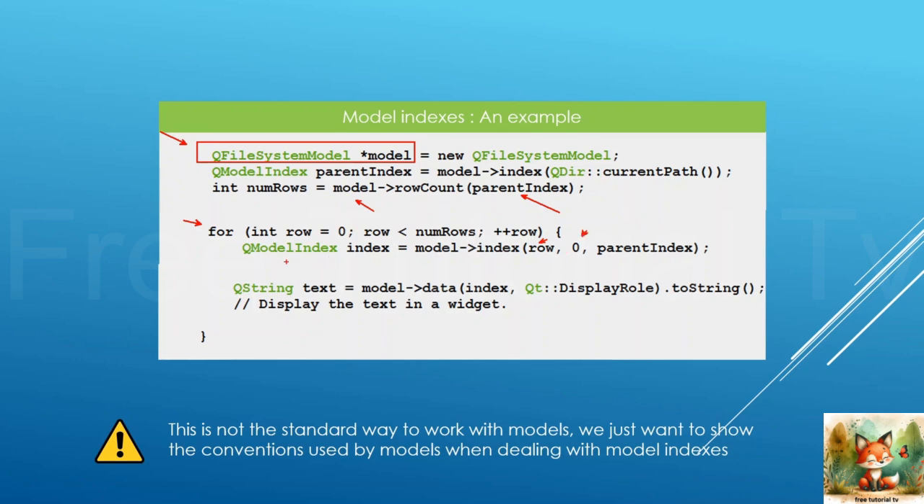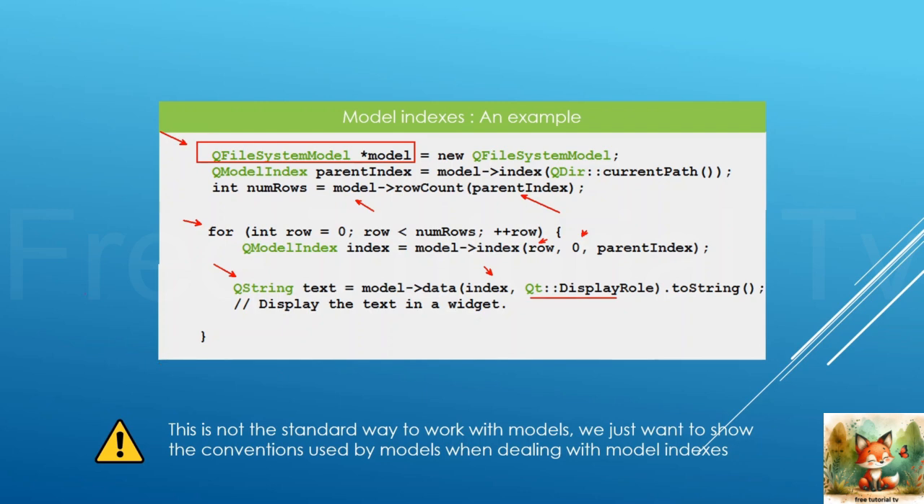And once we have the index, we will call the data method on our model, specifying the index and saying that we want the display role. We want the data we would display in our model, if I can say it like that. Once we have the text, we can do whatever we want with it. For example, we can print it out in the console, or we can even show this in a label or whatever it is we want to do in our Qt application.